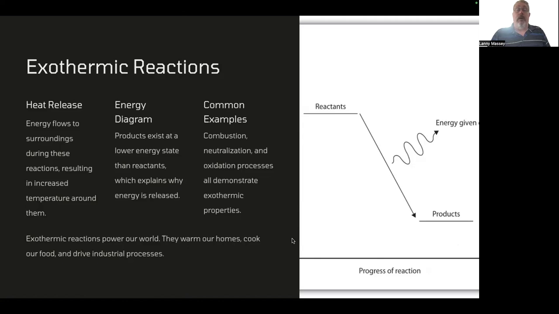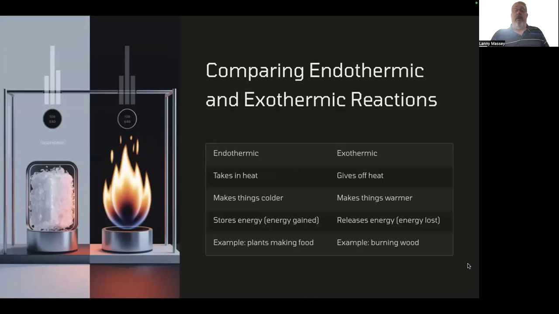All right, so if not, let's compare the two. An endothermic reaction takes in energy, exothermic gives off energy. Endothermic reactions tend to make things colder. Exothermic reactions tend to warm things up. Endothermic reactions are storing energy. Exothermic reactions are releasing energy.